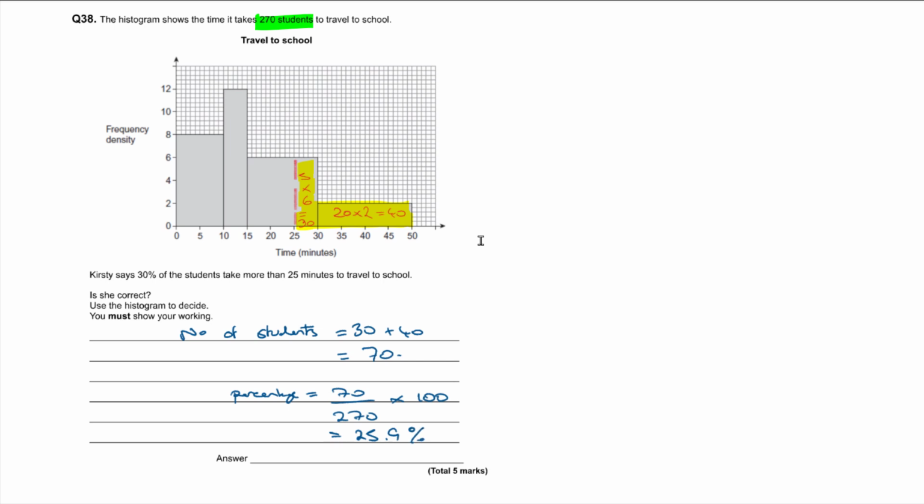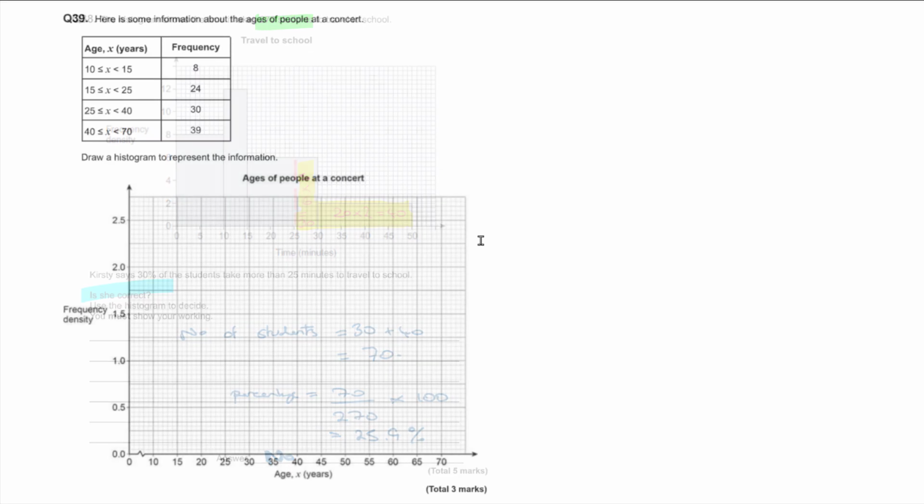So remember, we need to answer the question. The answer is not 25.9%. The question was, is she correct? And the answer is no, because it's not 30%. It's 25.9. Okay, question 39.